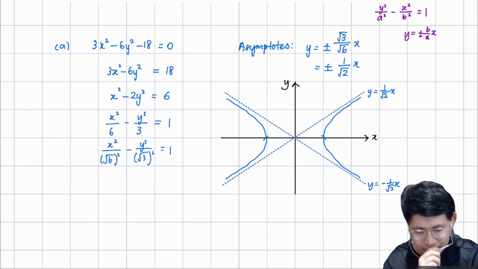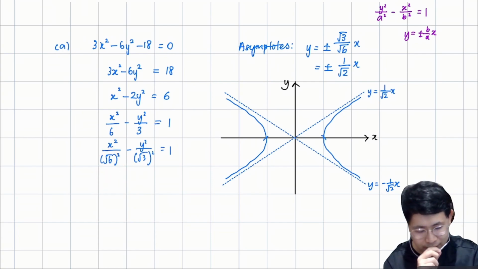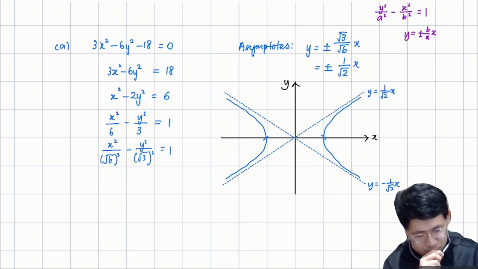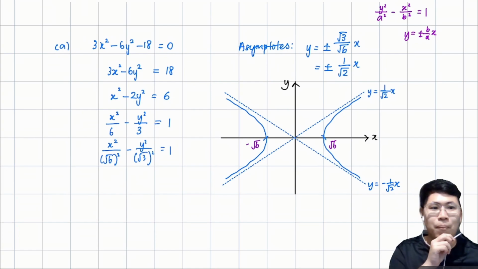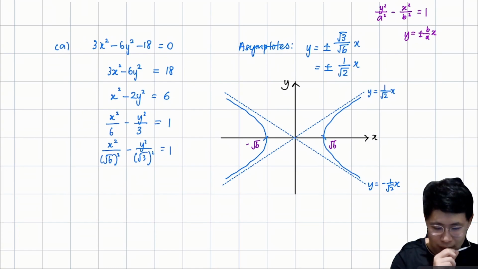Now I'm going to mark out the x-intercepts. So where are the x-intercepts? They are when y equals to 0, or actually you don't need to think so far, you just need to look at this number alone. Okay, so the x-intercept will be following this number for x. So this point would be negative root 6, this would be just root 6. Okay, so there we go, the graph for the hyperbola for A.